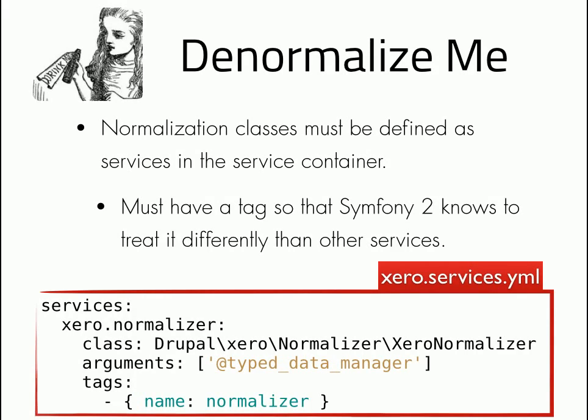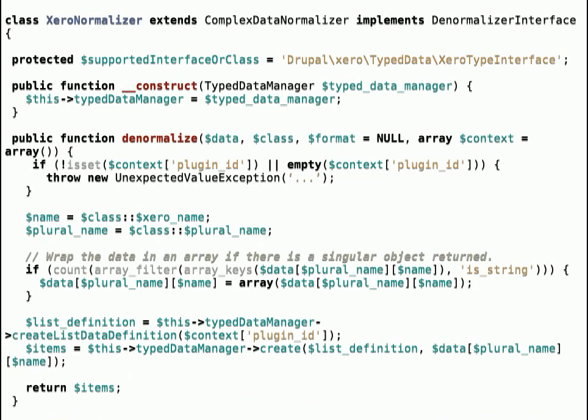It's one of the services that also has a tag component to tell Symfony some extra information about what this is and how it fits in. So it is a normalizer tag. And this is the normalizer I came up with, which right now is just a denormalize function. I actually haven't gotten to normalizing. So it's pretty straightforward.